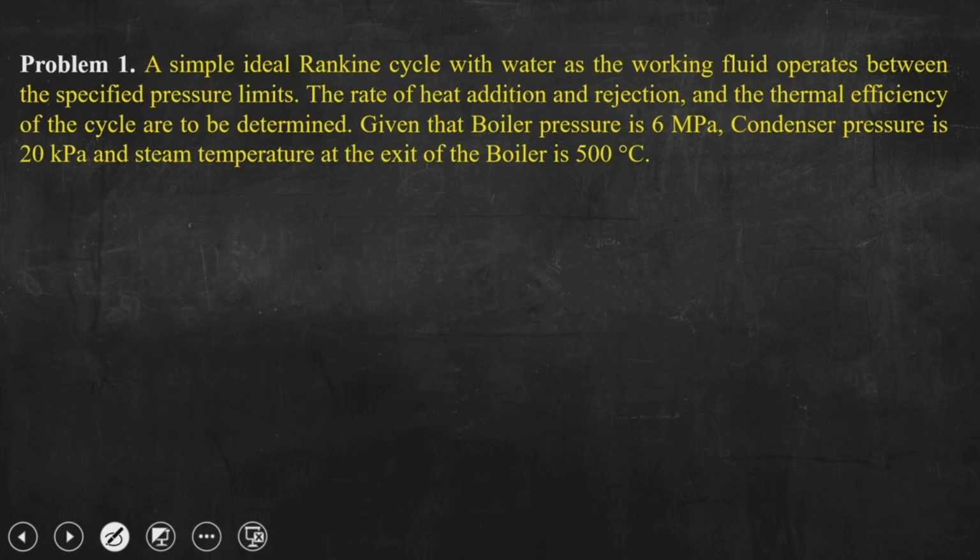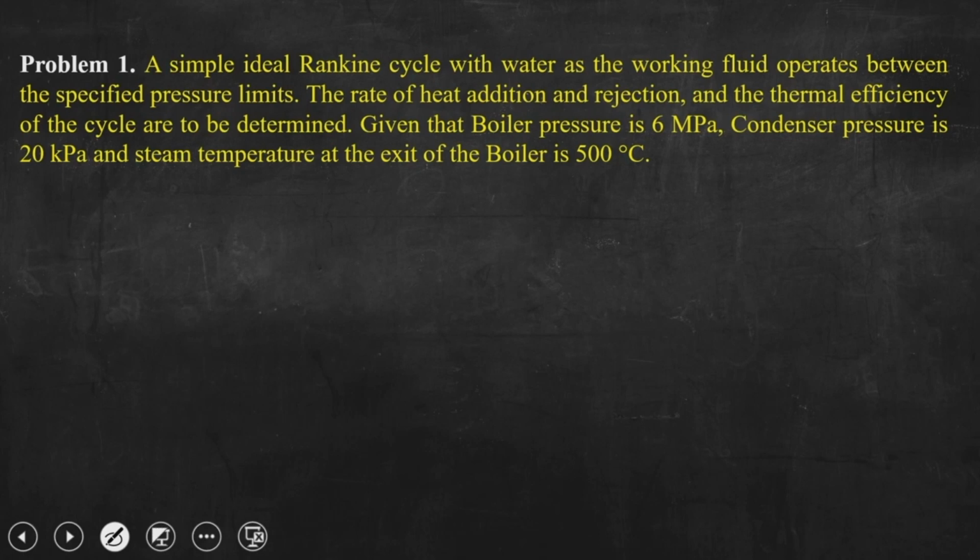So, let us first read out the problem statement. A simple ideal Rankine cycle with water as the working fluid operates between the specified pressure limits. The rate of heat addition and rejection and the thermal efficiency of the cycle are to be determined. Given that the boiler pressure is 6 megapascal, condenser pressure is 20 kilopascal and steam temperature at the exit of the boiler is 500 degree Celsius. So, from this input data we need to calculate the heat addition, heat rejection and thermal efficiency.